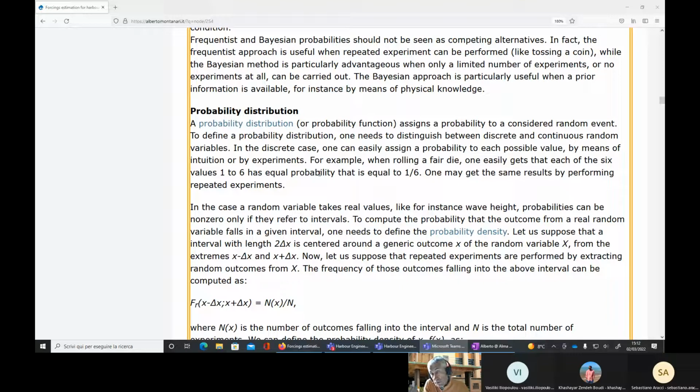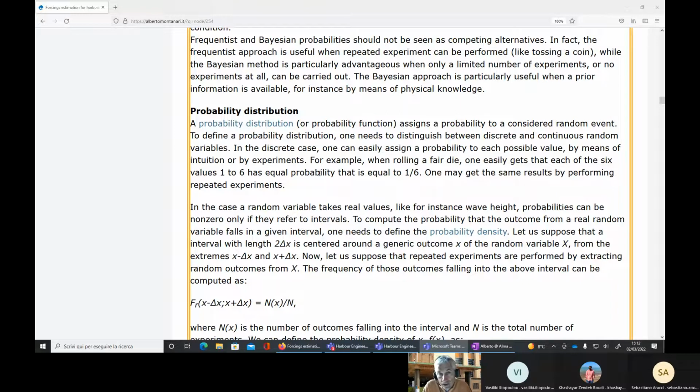But we are talking about wind speed. This is a continuous random variable. When you take a wind measurement, you have infinite possible outcomes. So the concept of probability distribution is more difficult to define.